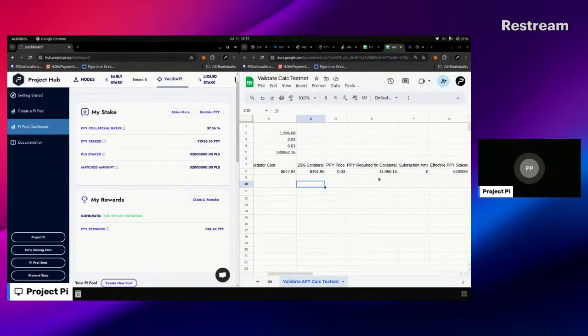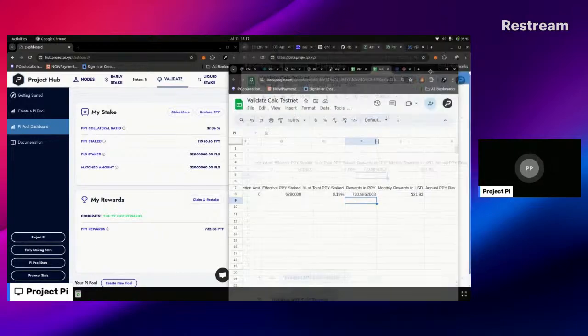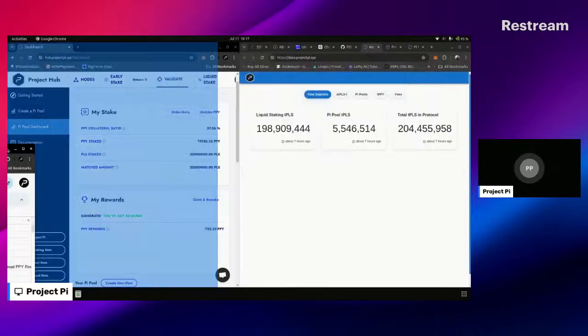And so if I were to look at the values, again, I did mess around with this a little bit, but the value is actually 730.986. This was 732.33 PPY. I can also do another example. I did actually mess this up just a little bit, but let me see if I can find it real quick.